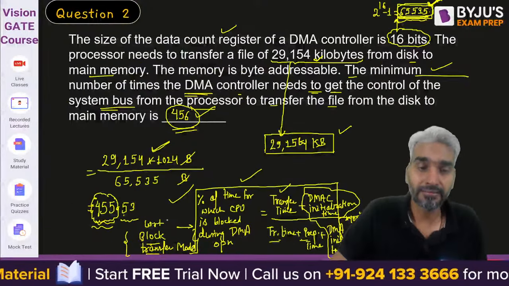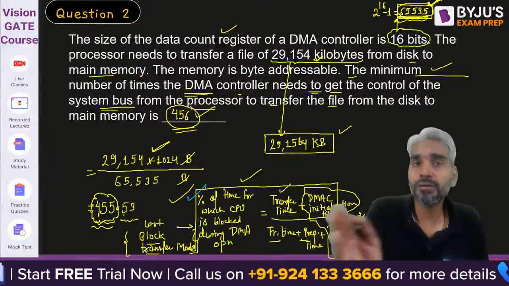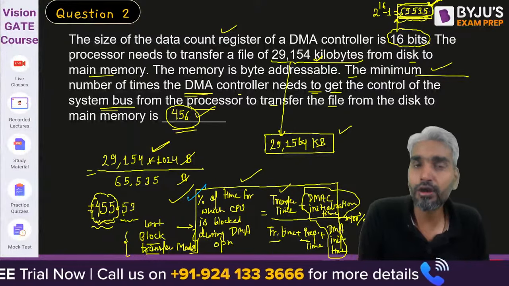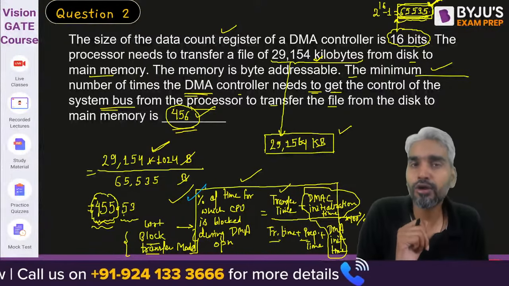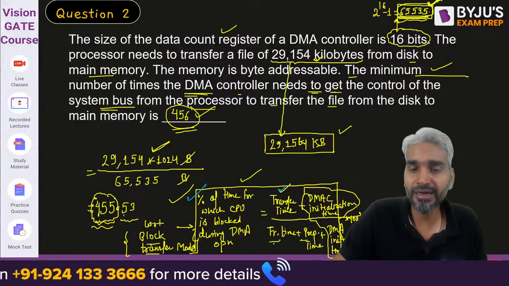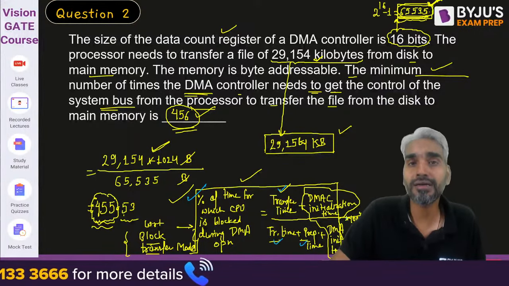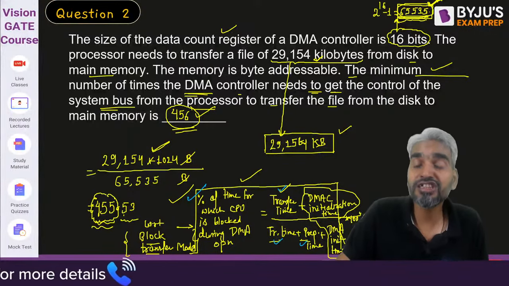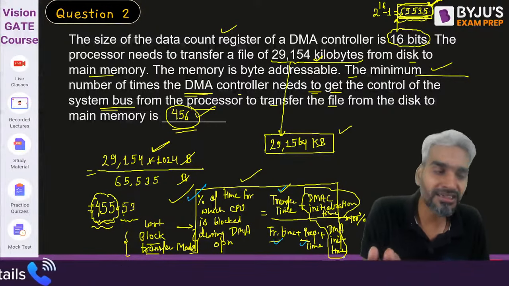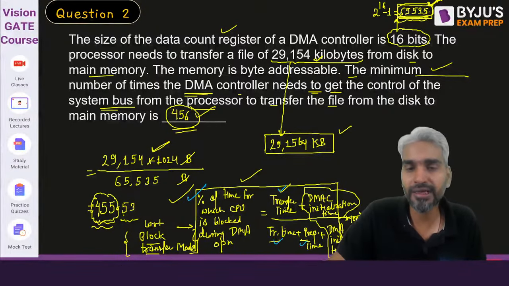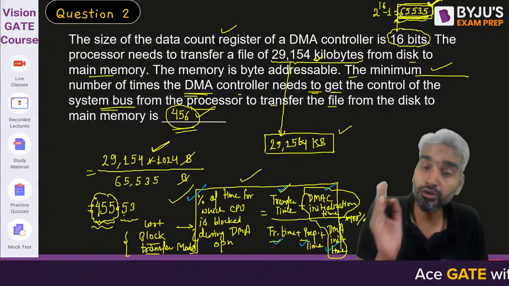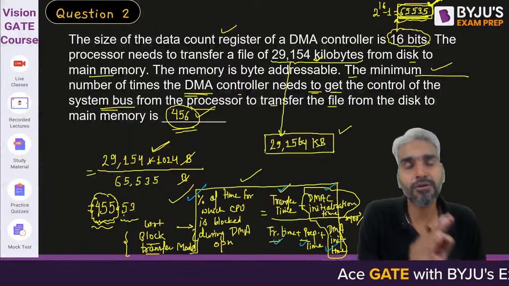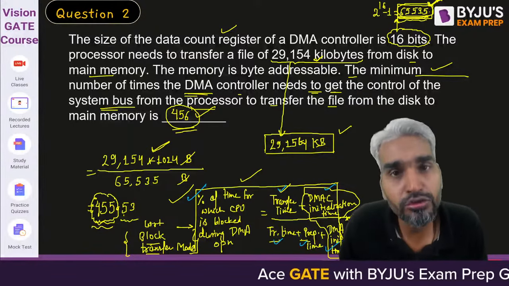Clear? Similarly, the percentage of time for which the CPU will be blocked during the DMA operation while using the block transfer mode will be transfer time divided by transfer time plus preparation time, into 100%, if the DMA initialization time is not given. If DMA initialization time is given, then we will also include it in the numerator as well as in the denominator, because during the DMA initialization the CPU will be blocked. It is not performing any useful operation.